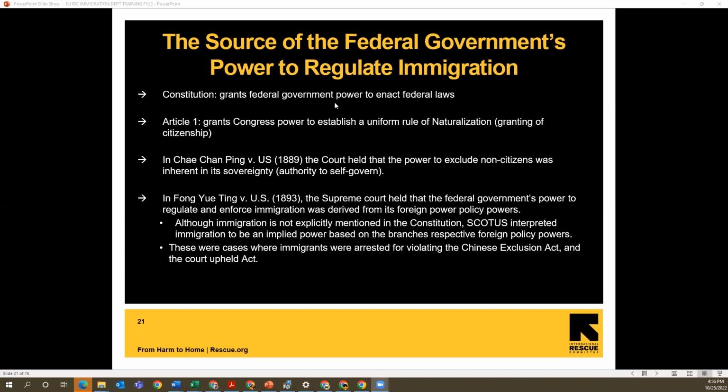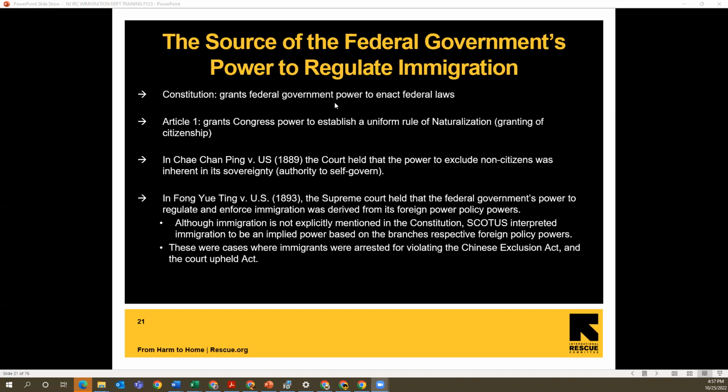Well, Article 1 of the Constitution does grant Congress the power to establish a uniform rule of naturalization. That is the granting of citizenship. But immigration law and policy is a lot more than naturalization. And so if we ask, where does the federal government get its power to regulate immigration, to keep people out of the country, and it's not explicitly mentioned in the Constitution, then we're going to start looking at Supreme Court cases. Because when there is an ambiguity in the Constitution or in laws, the courts step in to interpret.